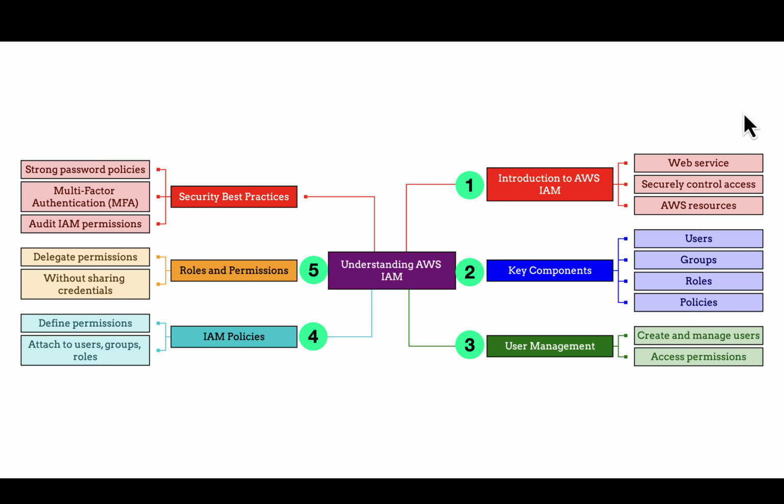5. Roles and permissions. IAM roles provide a way to delegate permissions to entities, users, applications, without sharing security credentials. 6. Security best practices. Includes enforcing strong password policies, using multi-factor authentication, MFA, and regularly auditing IAM permissions.